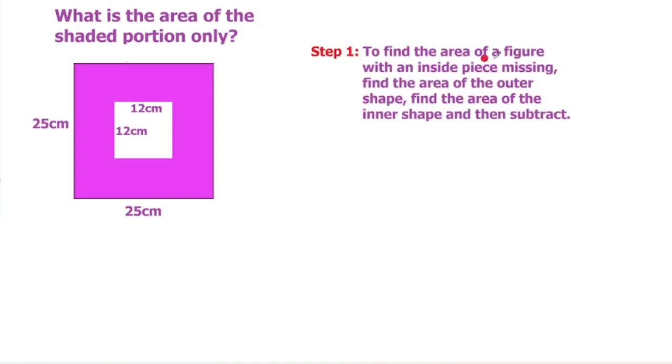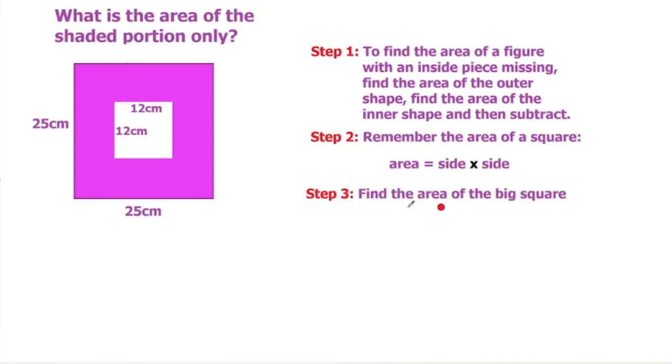So to find the area of a figure with an inside piece missing, find the area of the outer shape, then find the area of the inner shape, and then subtract. Okay, so we're going to find the area of this first, and then the area of this, and then subtract. So remember, the area of a square equals the side times the side.